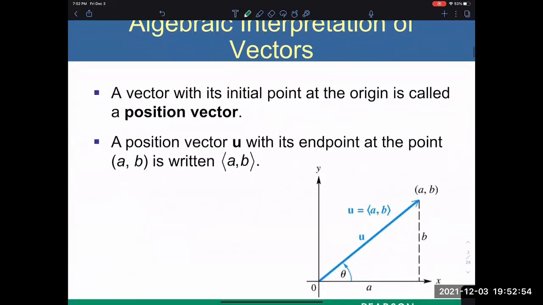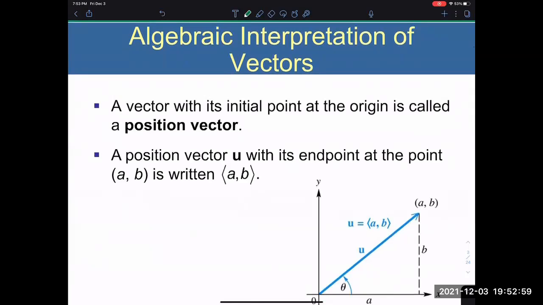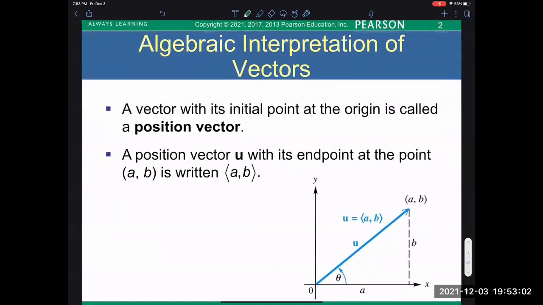So the algebraic interpretation of the vector u. A vector with its initial point at the origin is called a position vector. And a position vector u with its endpoint at the point a comma b is written with, instead of parentheses, these angled brackets to show that we're now talking about a vector instead of just a point. And so the vector a comma b.